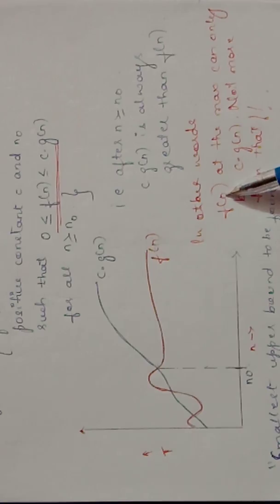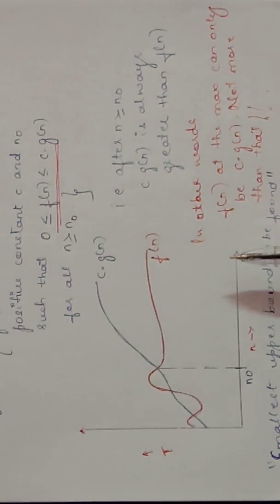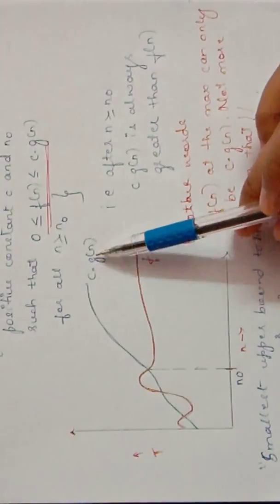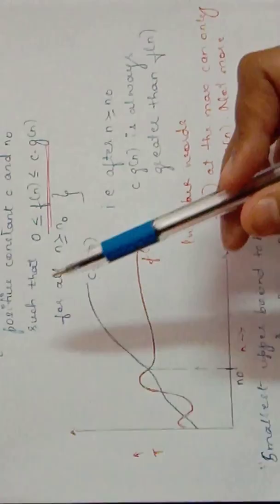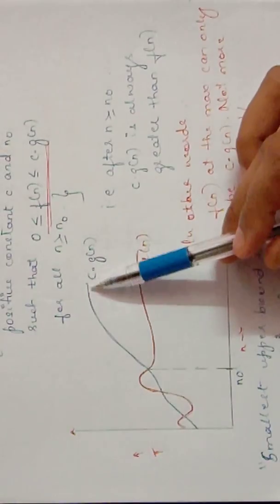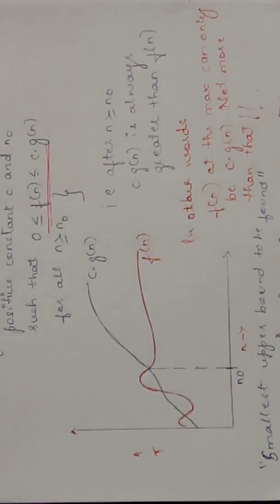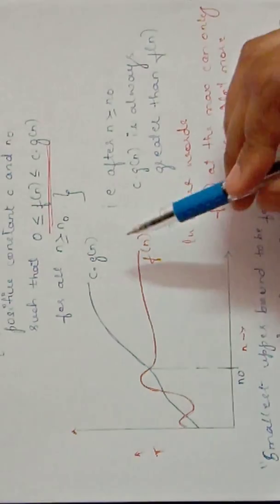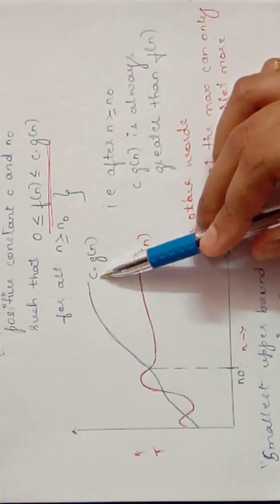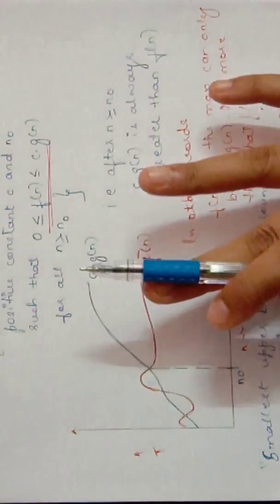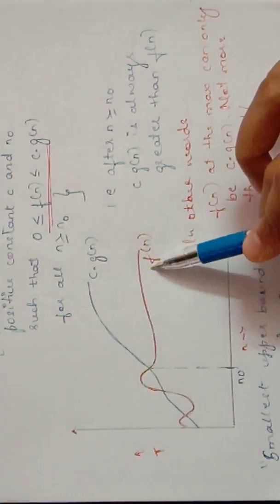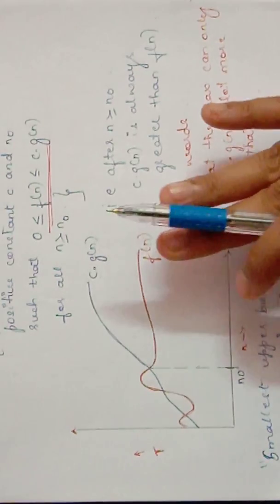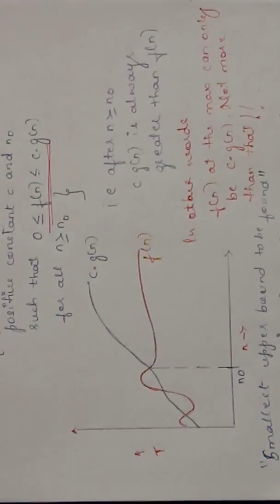That is, f of n at the max can only be c of g of n. It cannot go more than that. So this is the worst case scenario of a particular f of n. That is, if your f of n reaches c of g of n, that is the worst possible time your f of n can ever have. It cannot go beyond that.